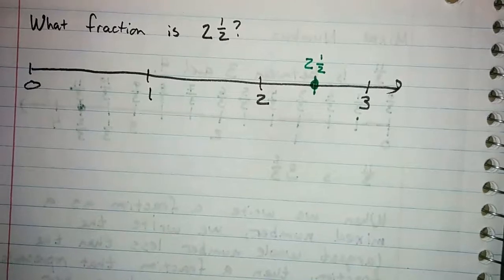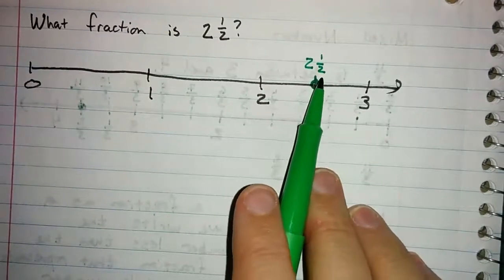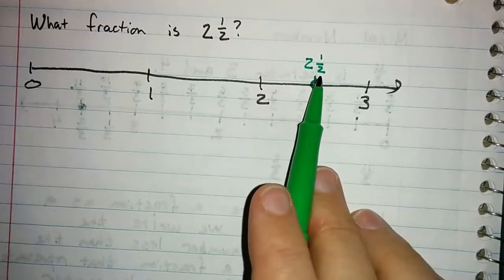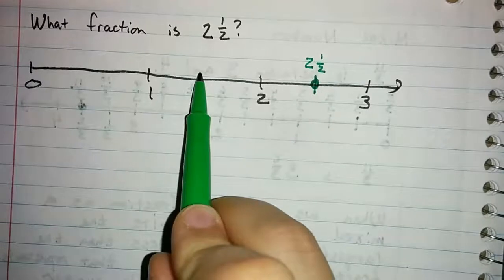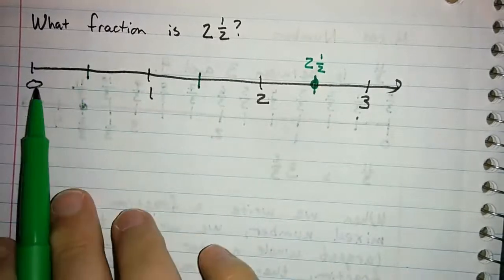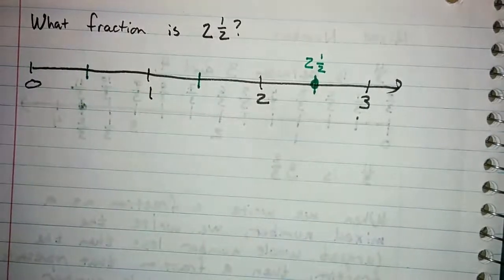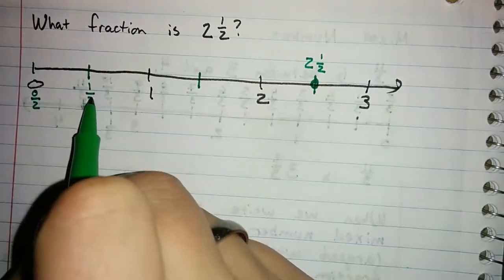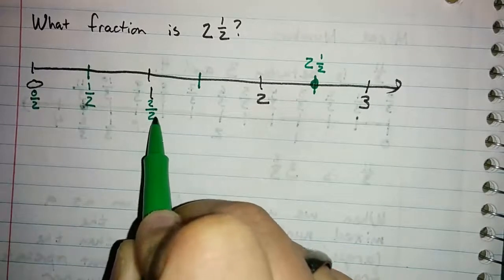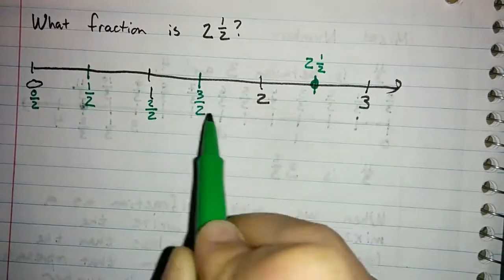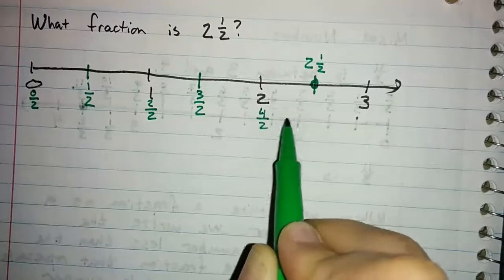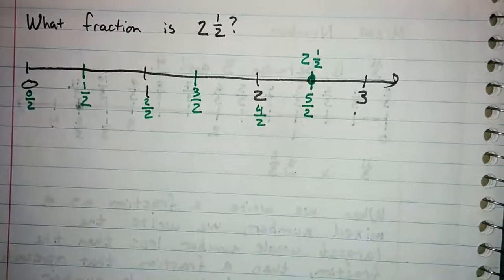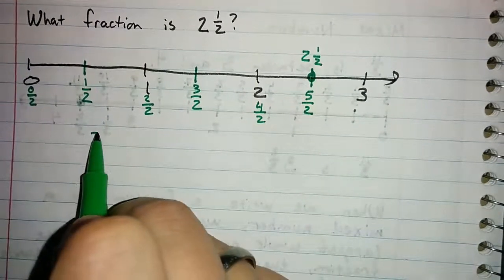What fraction is it? Well, it'll be the same kind as this fraction part. It will be some number of halves. How many? Well, I split each unit before into 2 equal parts. Here I have 0/2, 1/2, 2/2, 3/2, 4/2, 5/2. 2 and 1/2 is 5/2.